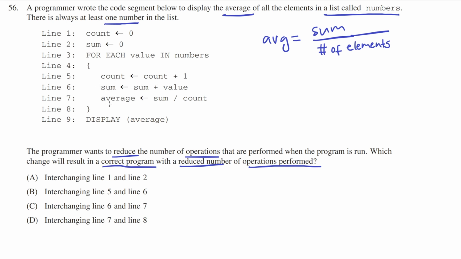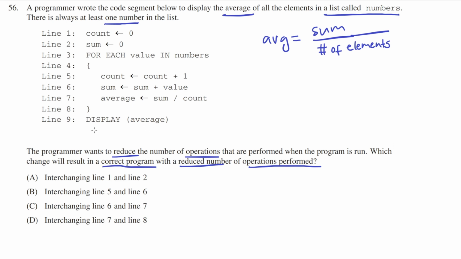And then we're going to calculate the average, which is going to be equal to the sum divided by the count. So like in this formula here, where the sum is the sum of all the elements in the list and the count is the number of elements in the list. And after we've done that for every element of the list, our final value of average will be the total sum divided by the total count, and we're going to display that.